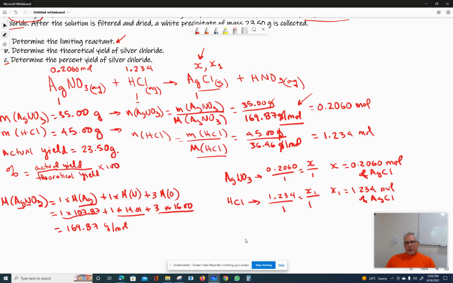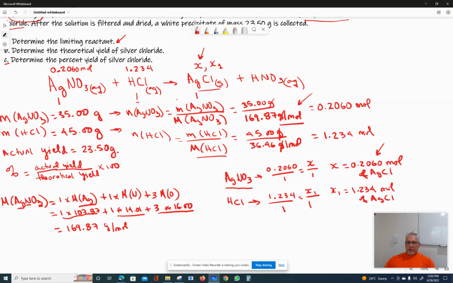So now we are close to answering the first part, the limiting reactant. The limiting reactant will be the substance that produces the least amount of product, and that will be silver nitrate, because it's only producing 0.2060 mole, and the hydrochloric acid will produce more than that.